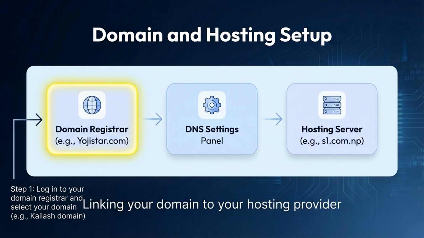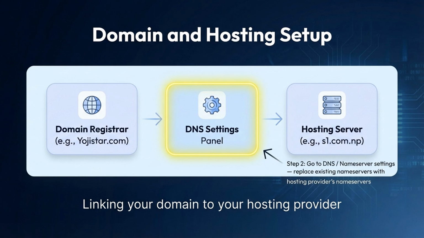Once you're logged in, you find the specific domain you want to configure, for example, a domain like Kailash, and open its management settings. Next, you navigate to the DNS or name server section of your domain settings. This is where you'll replace whatever name servers are currently listed with the ones provided by your hosting company. You'll typically need to update both the primary and secondary name server fields.